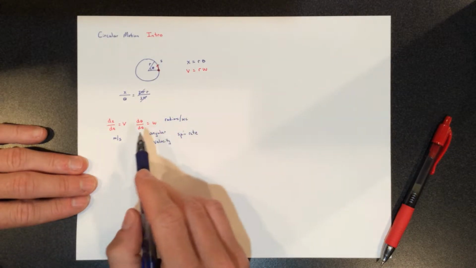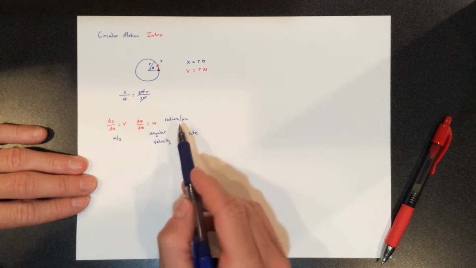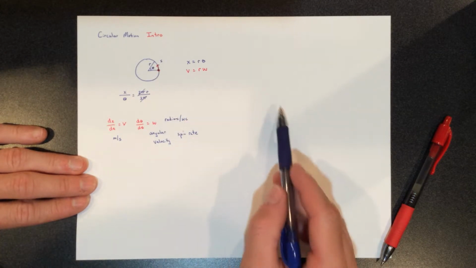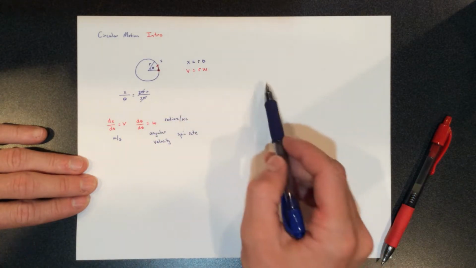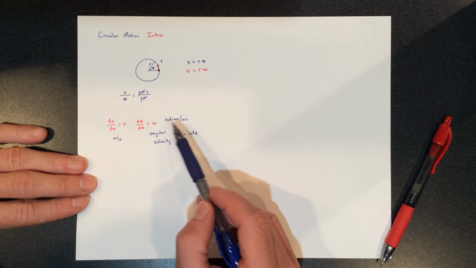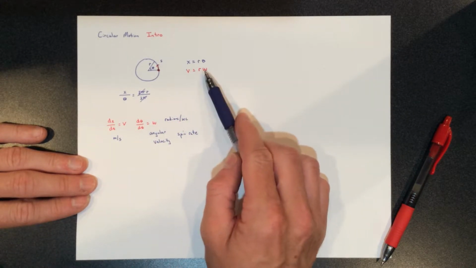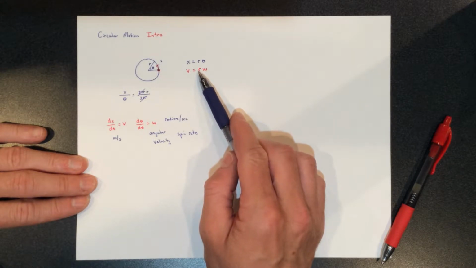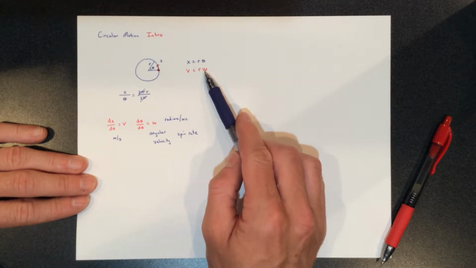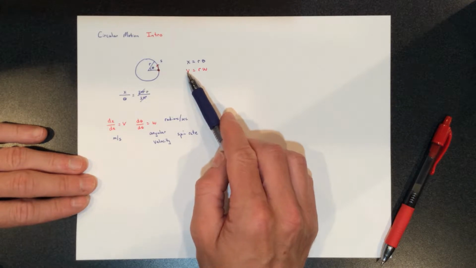It's not how fast you're moving, that's this. It's how fast you're spinning. So you could be spinning around a great big circle, but it's how fast you're spinning, not how fast you're actually moving. Now they're related, well yeah, they're related by this. They're proportional based on the radius. The bigger the radius, of course, the faster you have to be moving.